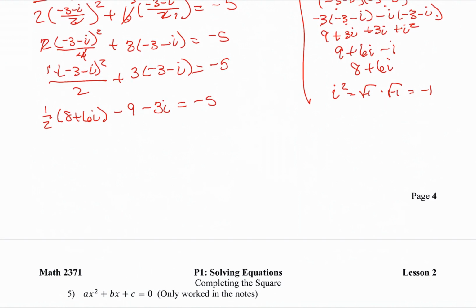All right. Then I get 4 plus 3i minus 9 minus 3i equals negative 5. So these go away, and this becomes negative 5 equals negative 5. Through a lot of mistakes, we seem to get there. All right.